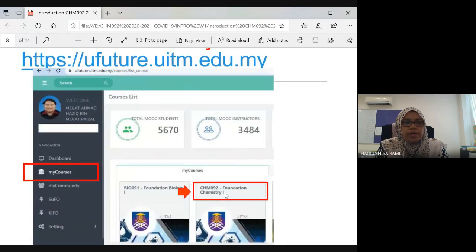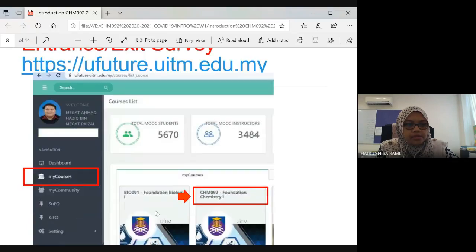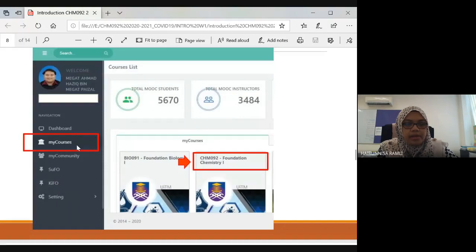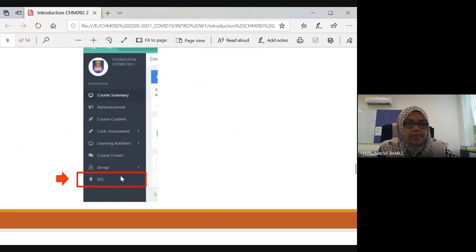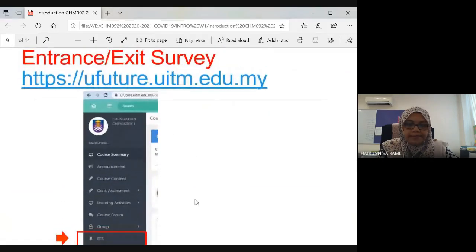So for those yang tak buka lagi, this is the interface that you can see from your UFuture portal. You can click on My Courses, and then you click on CHM092 Foundation Chemistry 1, and you have to do it for other subjects too. When you click this one, it will appear like this, the navigation panel here. So please click on the EES, Entrance Exit Survey. If you view from the Island, it's actually in full name, Entrance and Exit Survey, but now it's written as EES. Okay, so then you can start to answer the survey lah.